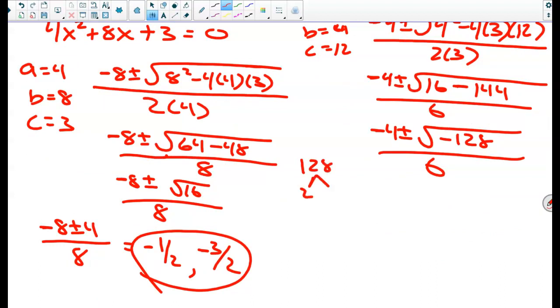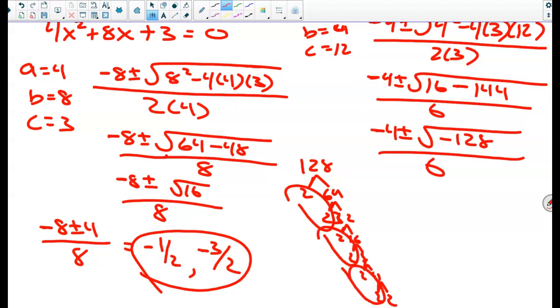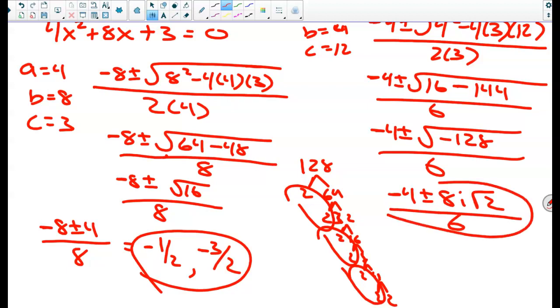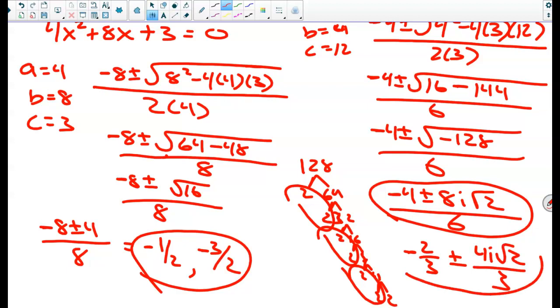And you can. 2 goes in 64 times. 32, 16, 8, 4, pair of 2's, pair of 2's, pair of 2's. It's 8 root 2. Because it's a negative, it's 8I root 2. It's not optional to simplify the radical. That has to be done. If you want to break this up and make this negative 2/3 plus or minus 4I root 2 over 3, that's probably the better answer, but I will accept either one.